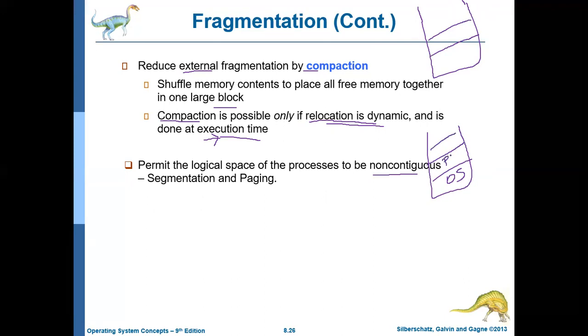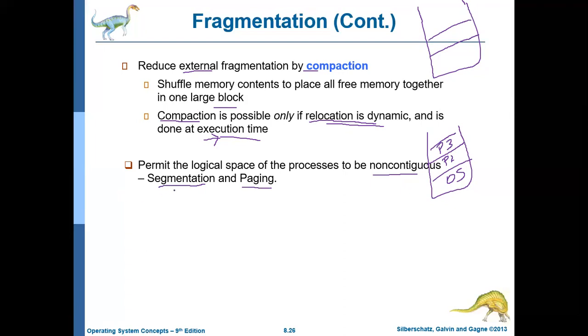But the second way of dealing with external fragmentation says that if memory can be allocated in a non-contiguous fashion, then also external fragmentation can be avoided. So how, in the sense, we'll be discussing two techniques for that. One is segmentation and the other one is paging. So the rest of the entire topic will be depending on this.